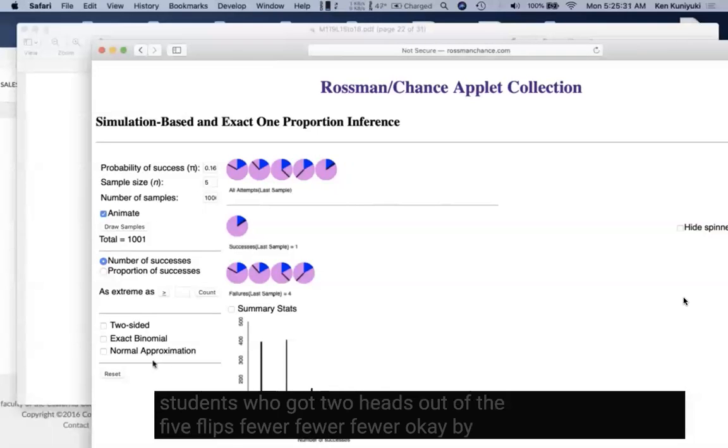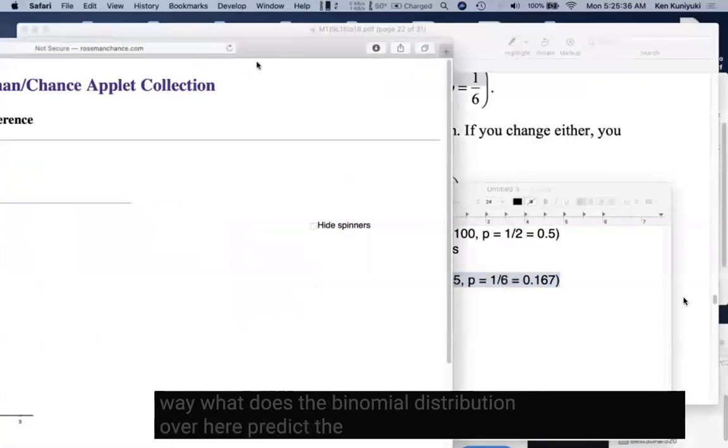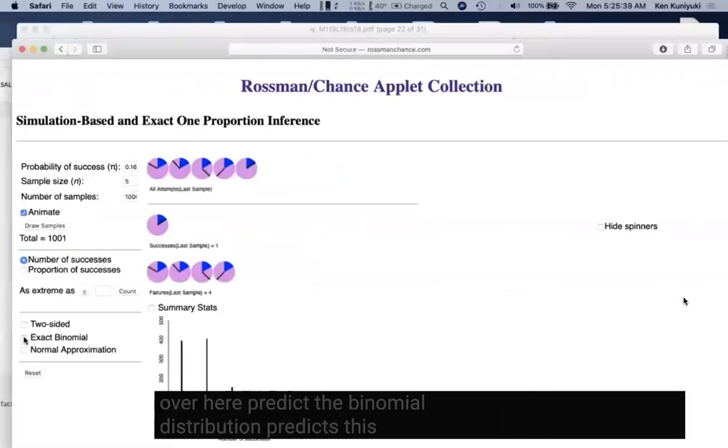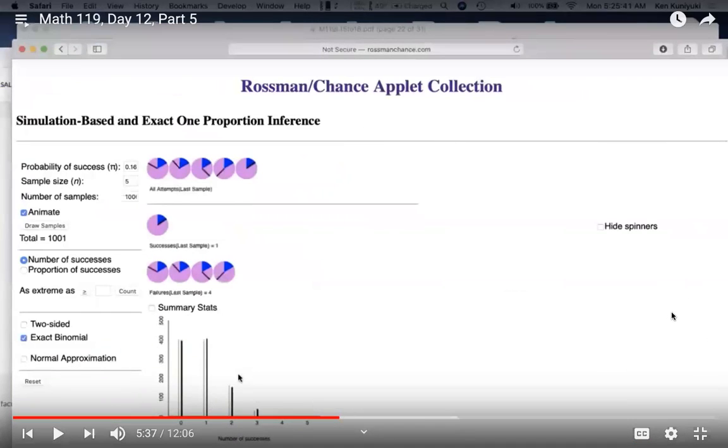By the way, what does the binomial distribution over here predict? The binomial distribution predicts this frequency histogram over here. So you see it's pretty close, right? The green bars are the exact binomial prediction, for relative frequencies, and the black bars represent frequencies. So we're kind of mixing relative frequencies and frequencies. The heights of the green bars correspond to the frequencies predicted by the probabilities in the exact binomial distribution. So they're the projections, here in green.